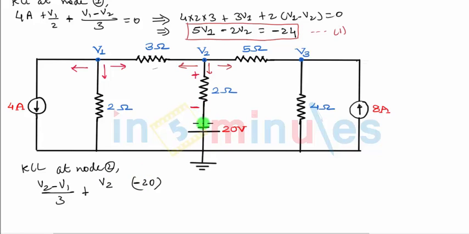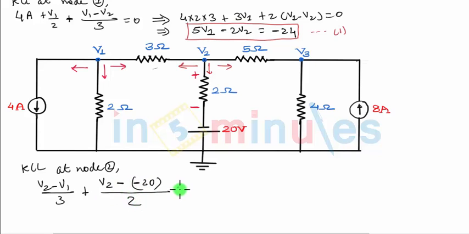Why do we write minus 20? Because the negative polarity is connected to the negative terminal of the battery, and because it is a potential difference, we have to take the difference between V2 and minus 20. So that becomes my complete potential difference across the 2 ohm resistance.